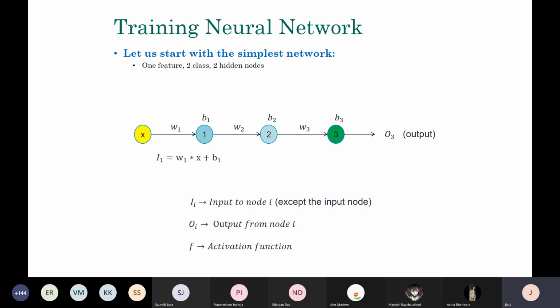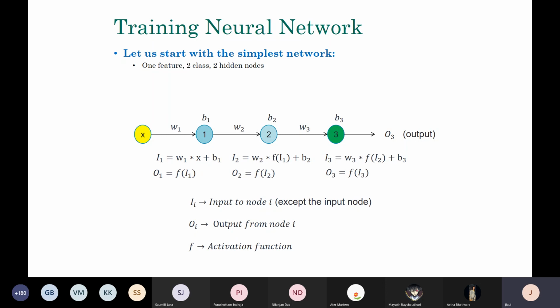Therefore, I1 is equal to W1 times X plus B1, the same rule that we discussed before: weight times the value from the previous layer plus the bias. Similarly, O1 is the activation function applied on that input value. Similarly, I2 is what you receive from the previous layer, f of I1, multiplied by the weight W2 plus the bias of neuron 2, and O2 is the activation function applied on I2. I3 is again similar: the output value from the previous layer, f of I2, times the weight plus the bias, and O3 is f of I3.